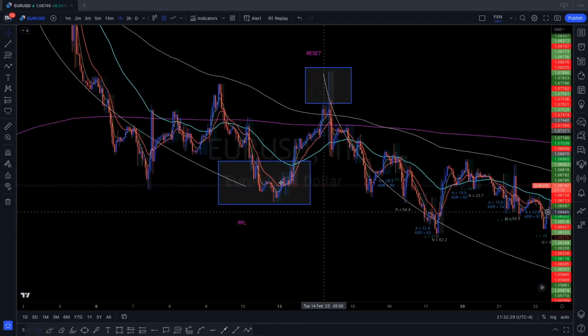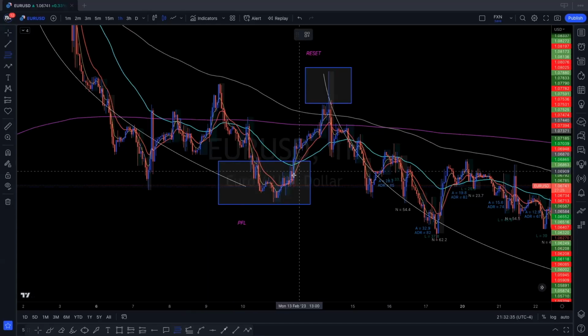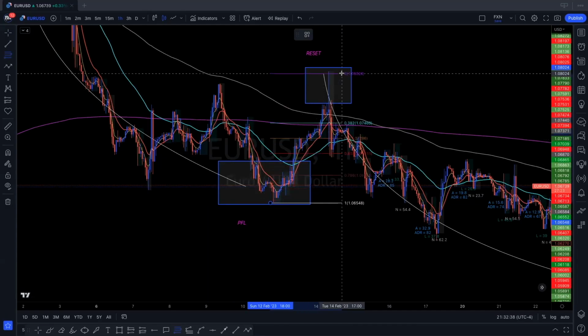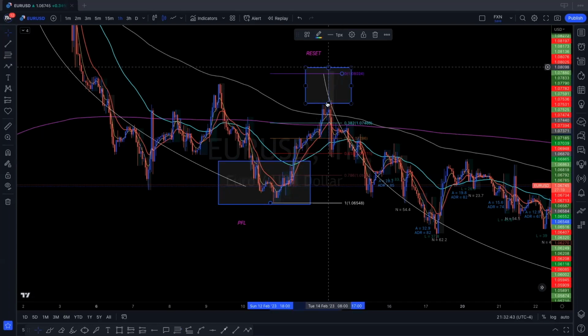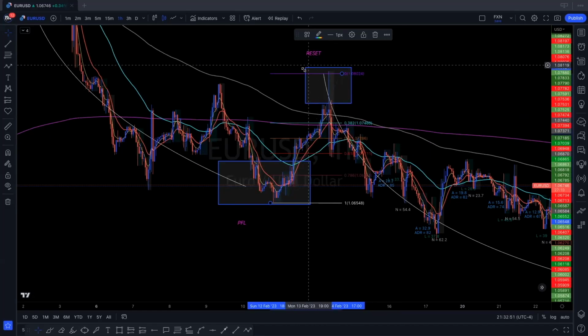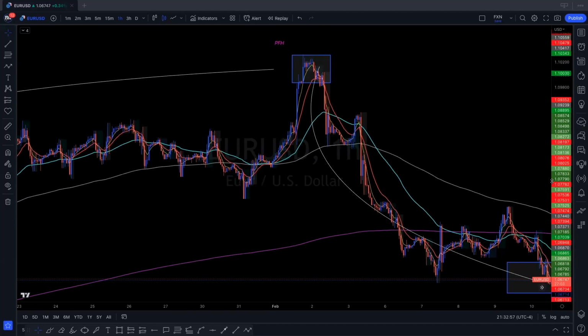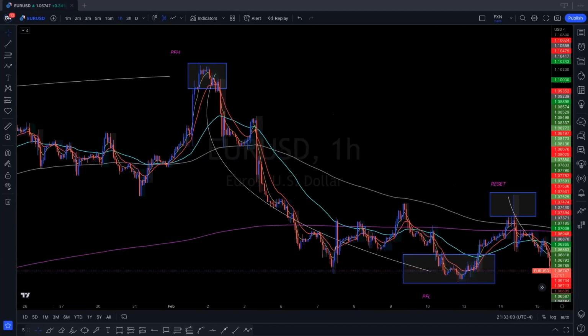Look at this here. Peak formation low. You fib it from the retracement, right? The retracement enters here. Here's the 618. It goes up and then it goes back down. It's a reset. So that's where you're going to get the losses from. That's the only way you're going to get the losses.